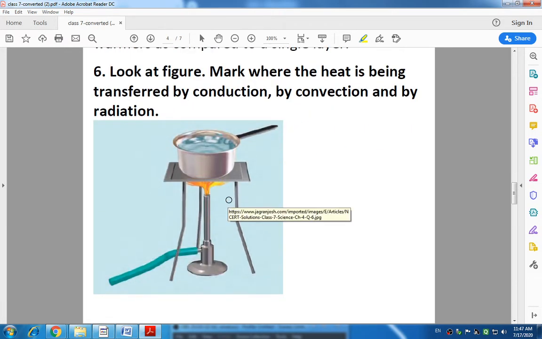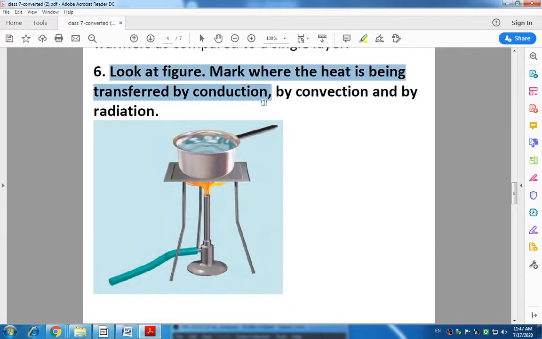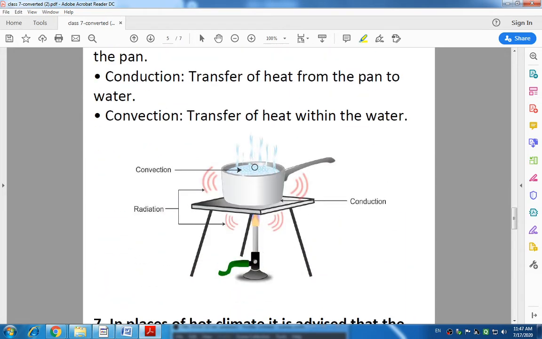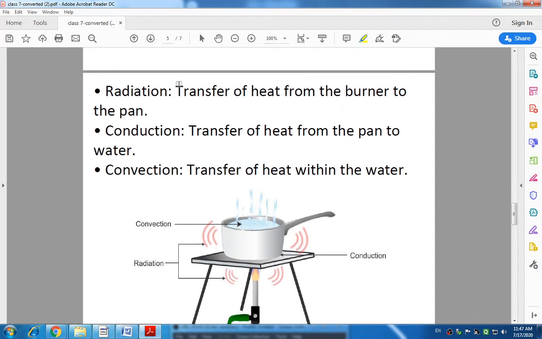Next, look at the figure. Mark where the heat is being transferred by conduction, convection and radiation. Okay, so you have to draw this diagram in your notebook like this, and then you have to show the mode of transfer of heat. See, convection, radiation, conduction. Understood? I have given a note also.